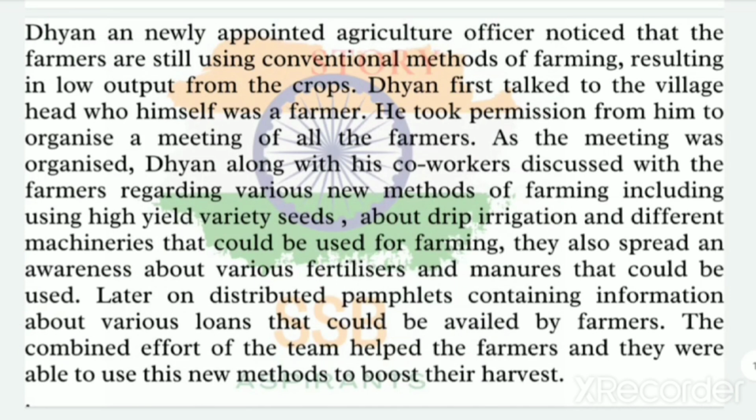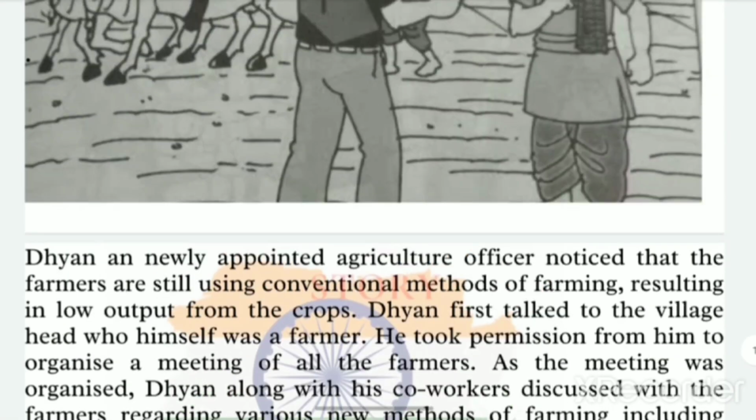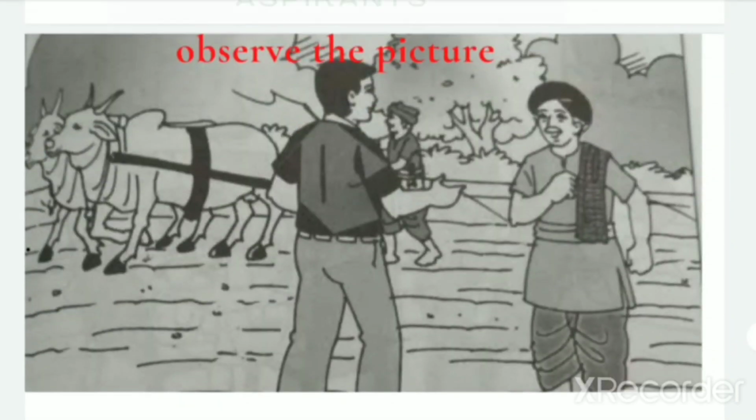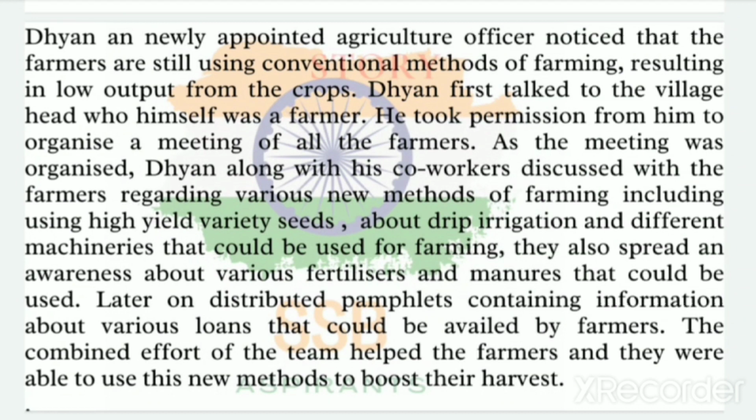Second, Dhyan first talked to the village headman, who himself was a farmer. See, our past has ended here. Now it comes to the present. Dhyan first talked to the village headman, who himself was a farmer. We can see that he is talking to the farmer. So it's the present. He took permission from him to organize a meeting of the farmers.